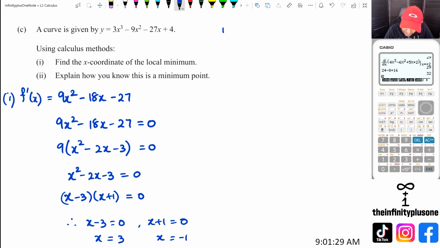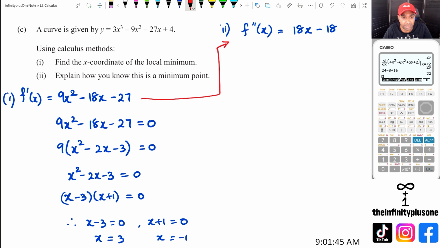So what we're going to do for part 2 is take f double dash of x. So when we do f double dash of x, we're going to get 18x minus 18, because all I'm doing is differentiating f dash of x from there. So 9x squared will become 18x. Minus 18x will become negative 18. Once this is done, I need to substitute 3 and negative 1.